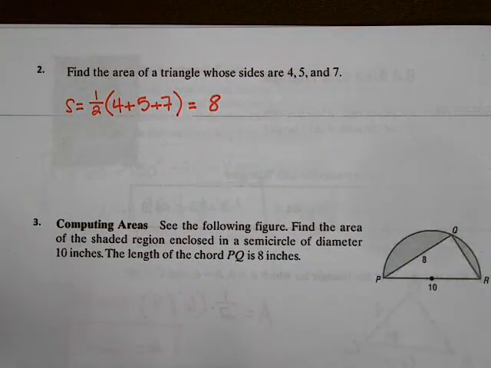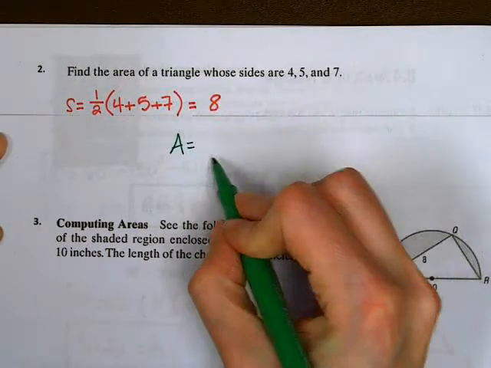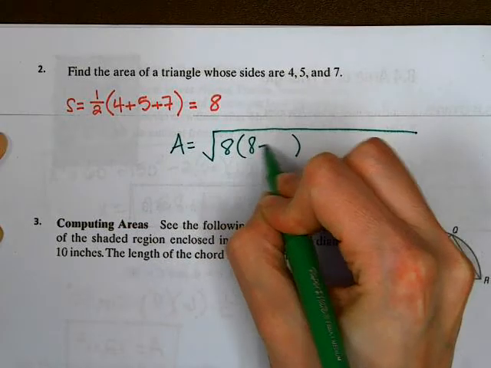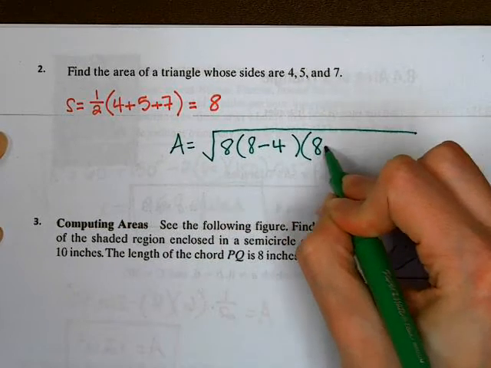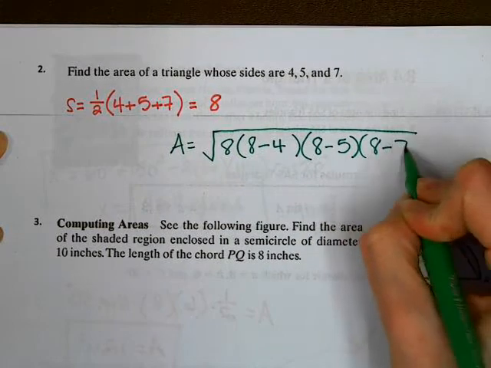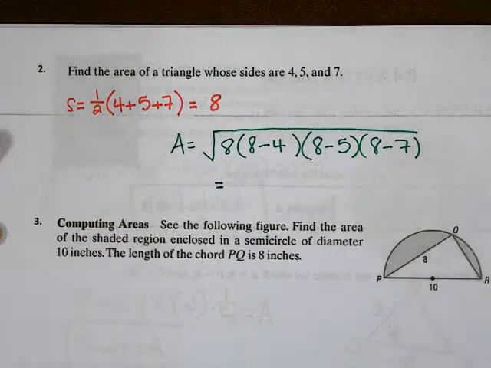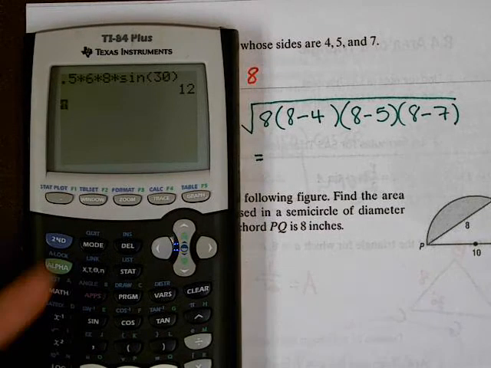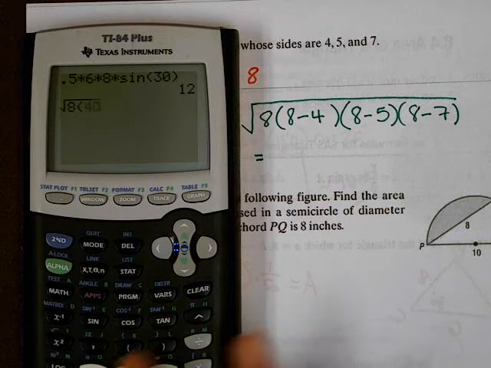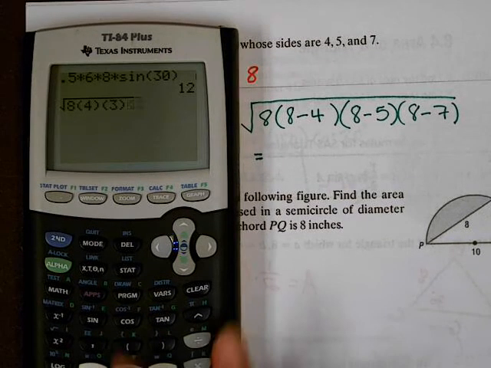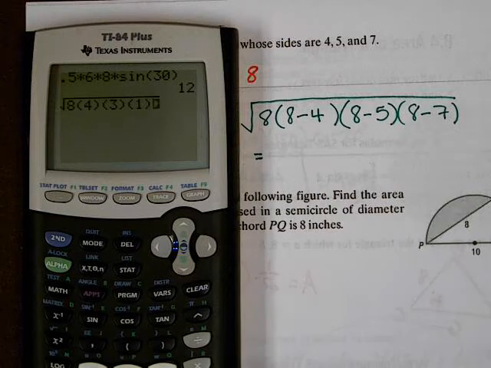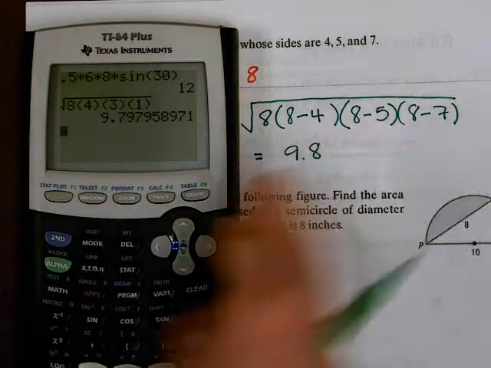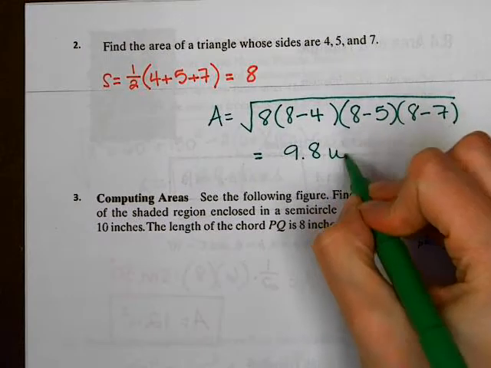Now that we have the semi-perimeter, to find the area, it's the square root of S times S minus 4 times S minus 5 times S minus 7. And then you just type that in the calculator. So, big square root sign, 8 times 4 times 3 times 1. I just subtracted these. And you end up getting 9.8, no units, so just units squared.